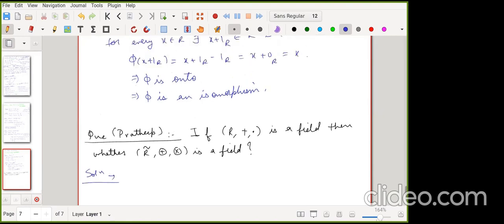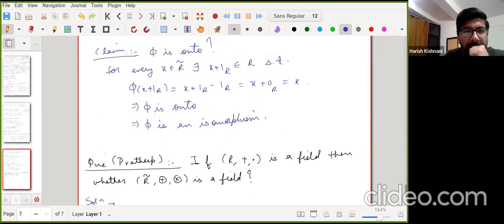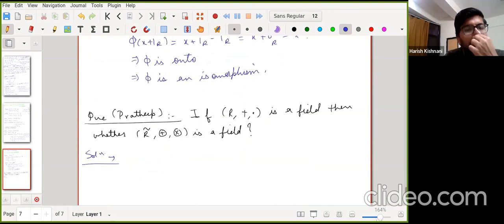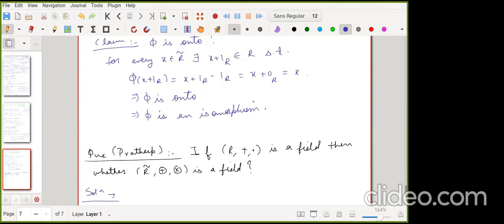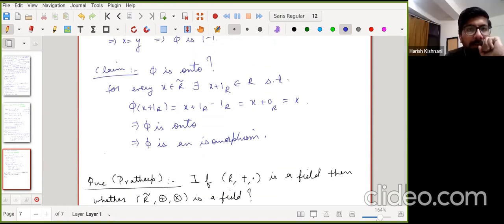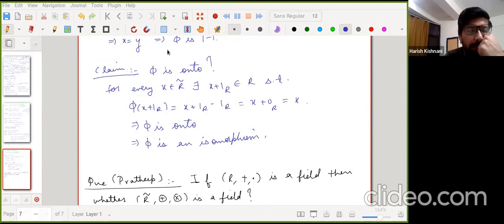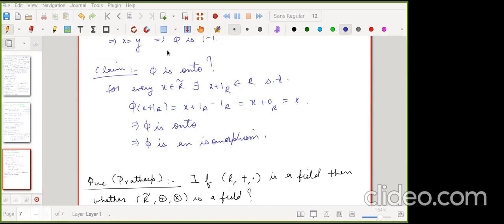Minus 1 R has no multiplicative inverse. Except that element, all other elements will have multiplicative inverse. But minus 1 R. Field, R star is an abelian group. If R is a field, R star is an abelian group. The abelian thing we have already checked, right? Commutativity part. Yes, sir, I have already checked.